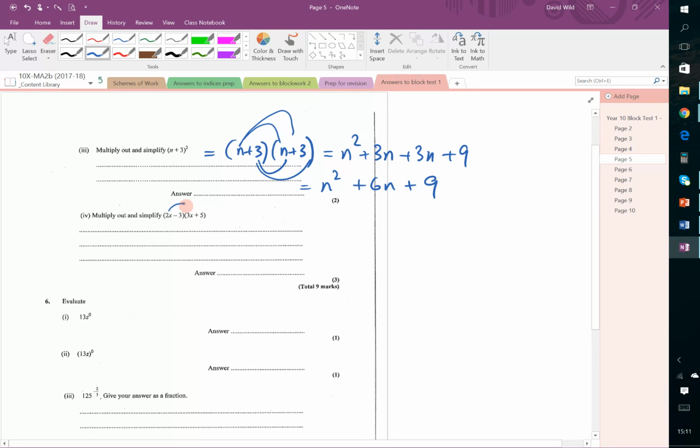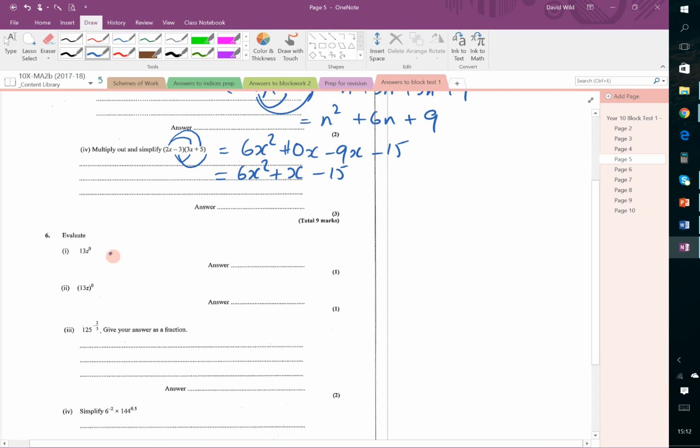Next one, multiply out the brackets. 2 times 3 is 6. X times x is x squared, so 6x squared. 2x times 5 is 10x. Minus 3 times 3x is minus 9x. Remember the minus there. And minus 3 times 5 is minus 15. 6x squared. Add the x's together. Can't believe how many people added 10 and minus 9 and got something other than 1. Minus 15. So your answer is 6x squared plus x minus 15.